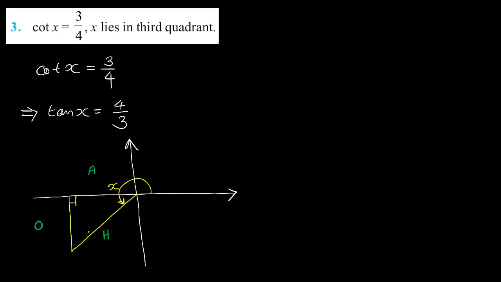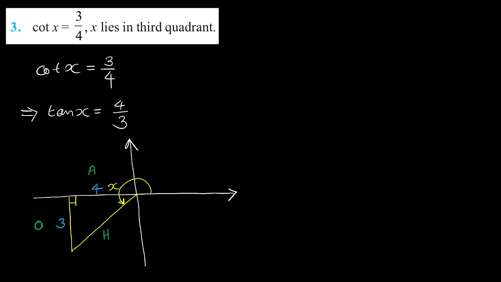Tan x 3 by 4 means opposite side should be 3. The sign I don't want to specify. I am writing the length of the side only. The adjacent side is 4. So tan x, as per this diagram, is 3 by 4, opposite by adjacent. Is it correct? Fadil, Shivani, Deva, Aryan, is it correct? Please respond. Yes, sir.